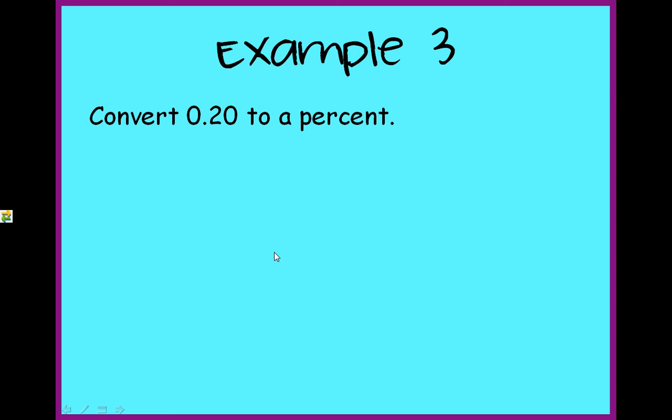Okay, so let's look at example number 3. We're going to convert this decimal to a percent. So we use our Dr. Pepper, and we see that we're starting with the decimal, so we need to move 2 places to the right. We're going to take our decimal, start with our decimal point, and move 2 places to the right. Whenever we do that, the decimal's at the end, so that's really 20, and it is a percent.